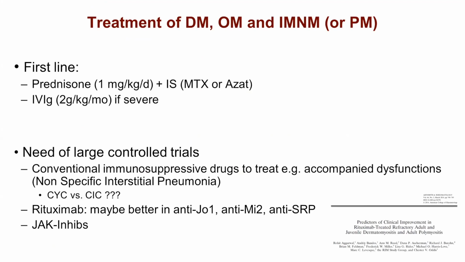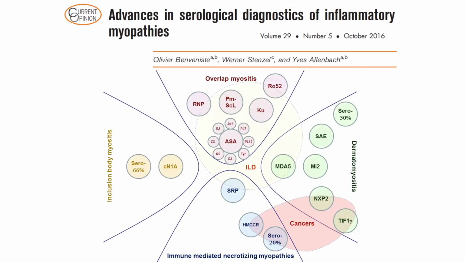And we really need some large controlled trials to test different immunosuppressive drugs or JAK inhibitors and so forth. For instance, rituximab is maybe more effective in anti-Jo1, anti-Mi2, and anti-SRP patients compared to the others. But tomorrow, I hope I have convinced you that we will certainly use for dermatomyositis, because it is an interferonopathy, some JAK inhibitors, and some trials are ongoing or just started right now.